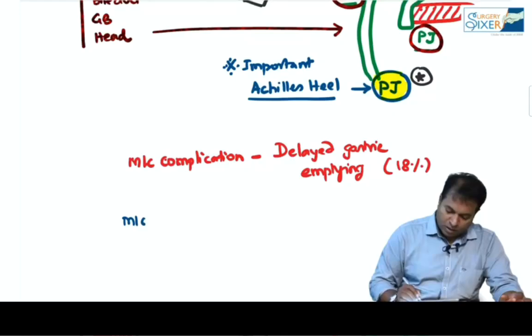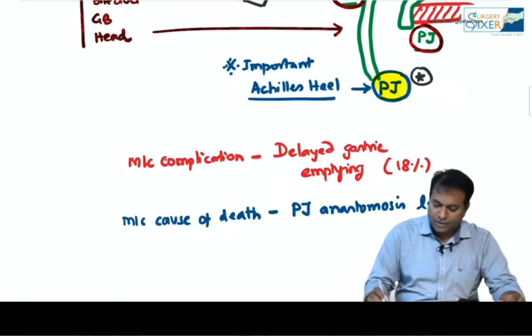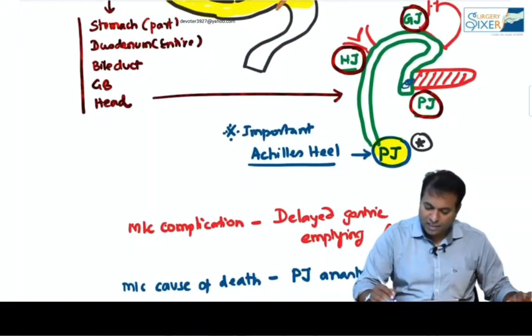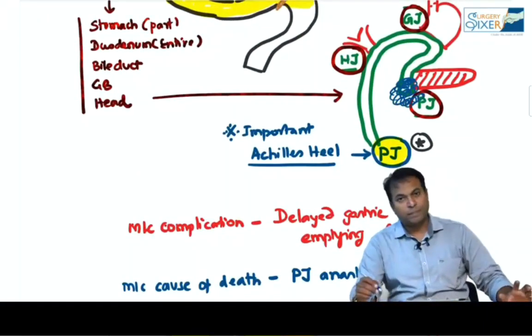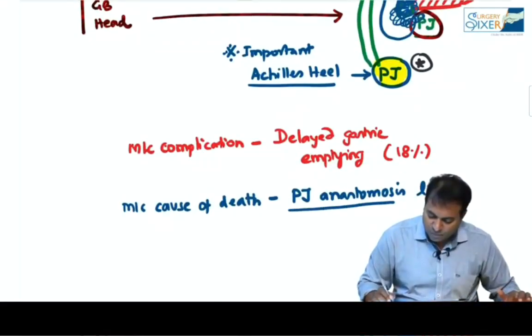What is the most common cause of death after Whipple's operation? It is PJ anastomosis leak. Now you can understand why this is known as the Achilles heel. If the pancreaticojejunostomy anastomosis leaks, what secretion will come out? Active pancreatic enzymes will come out, which will digest all the anastomoses, and automatically all anastomoses will leak. That is why usually the PJ anastomosis is not given to junior surgeons.